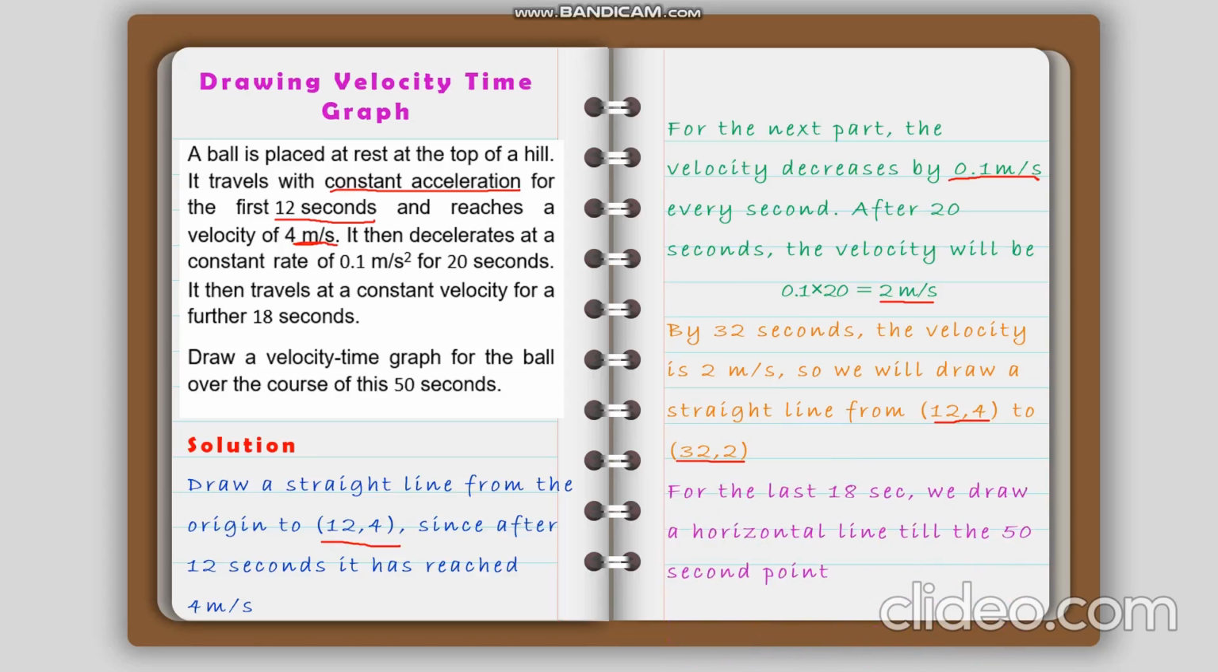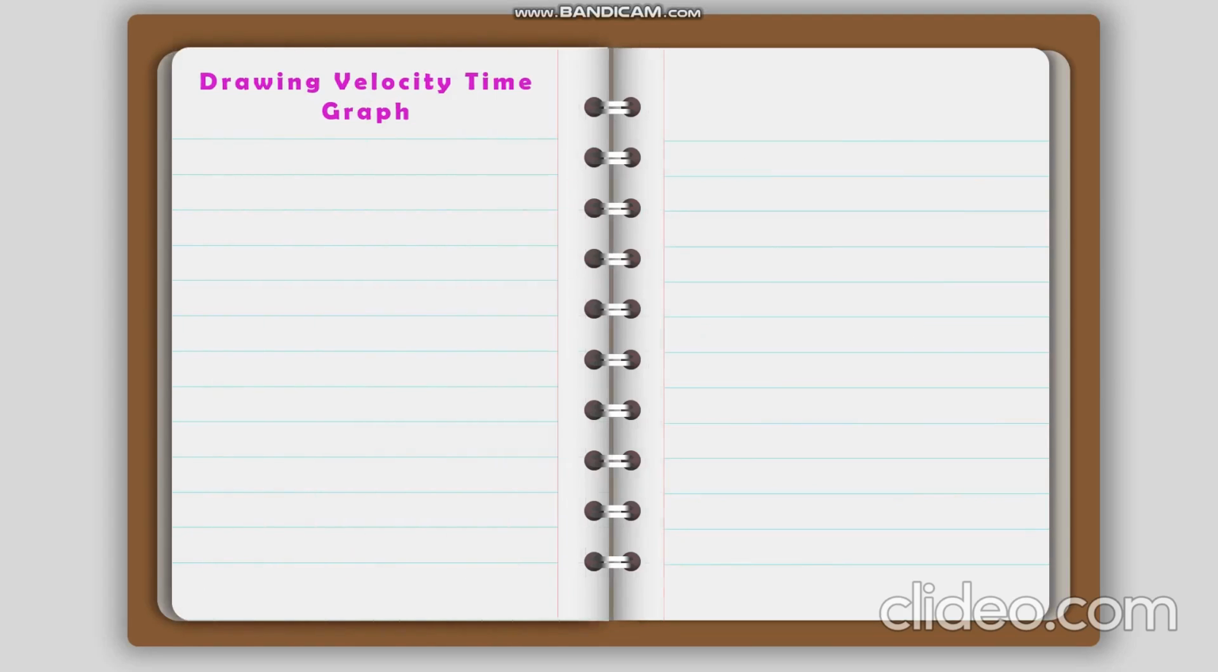And then lastly, in the last part of the journey, that is the last 18 seconds, we know that the ball was traveling with a constant velocity. From what we learned, a constant velocity is a horizontal line on a velocity time graph. This means that the velocity of the object is not changing per unit time. So we draw a horizontal line until the 50-second point. If you were to draw the graph, it should look like this.